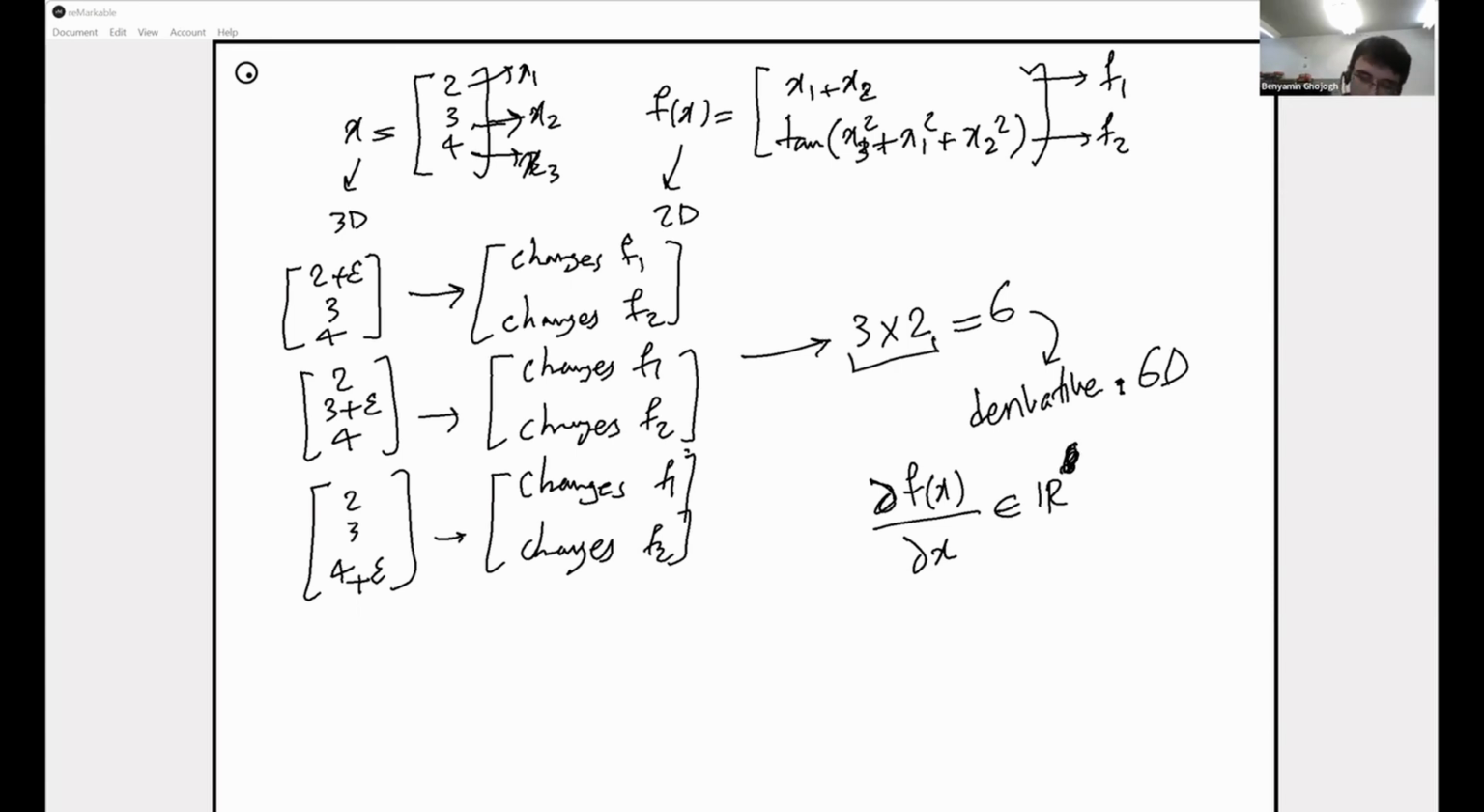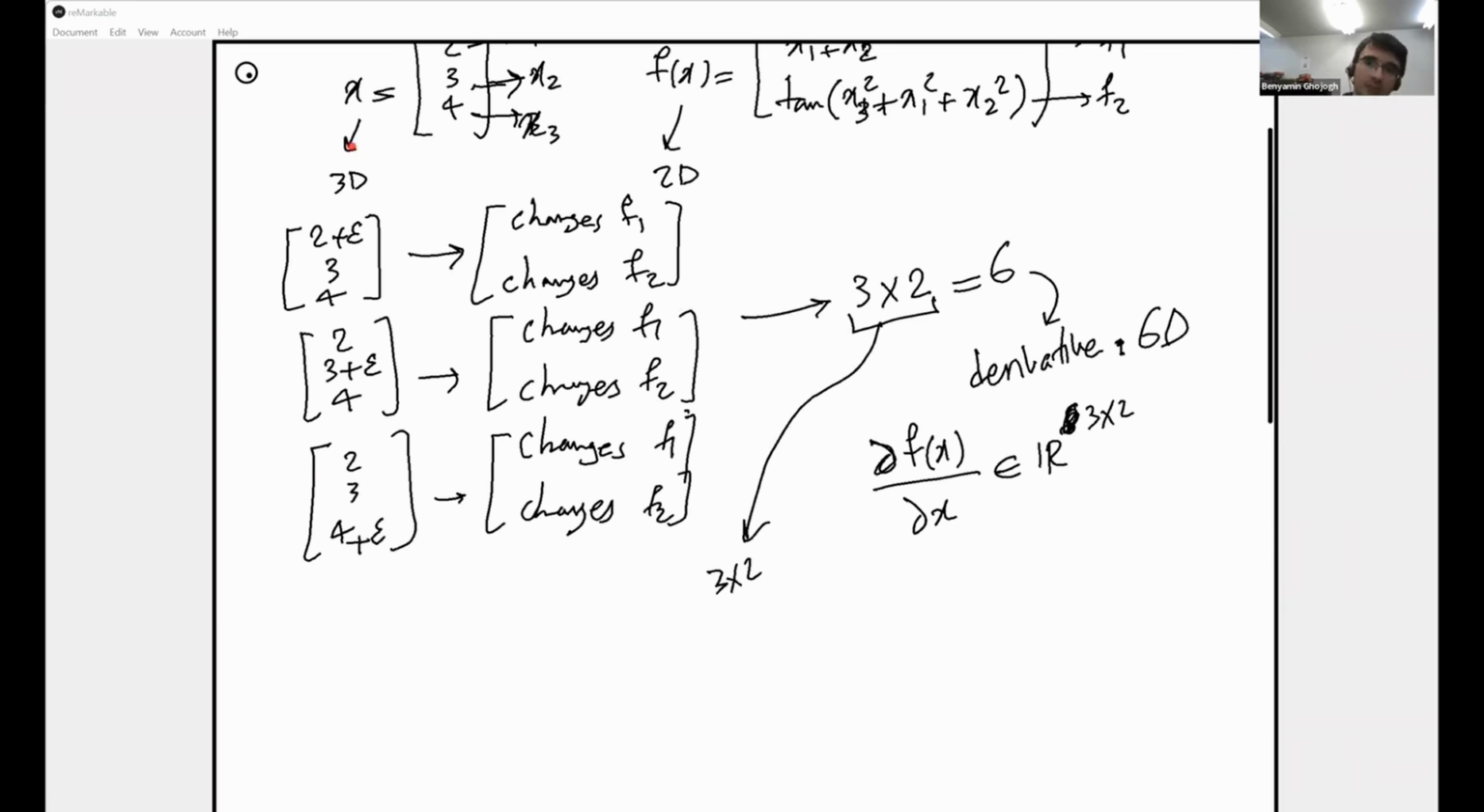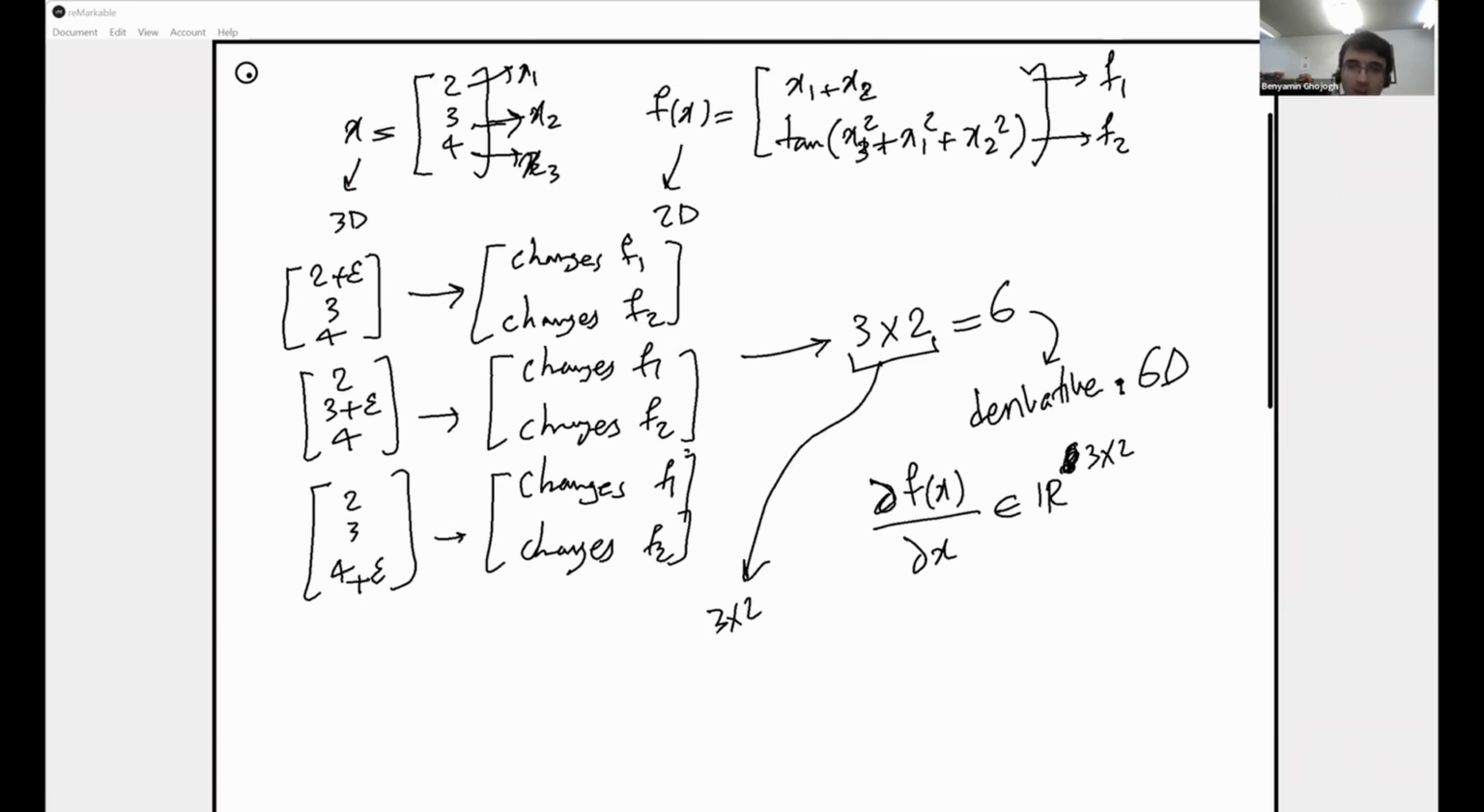We usually show it, we don't vectorize it. We usually show it by a matrix of 3 by 2. We can vectorize it and it becomes a 6-dimensional vector, but we usually have 3 rows and 2 columns. Why? The rows correspond to the number of elements of x, and the columns correspond to the number of elements of f.